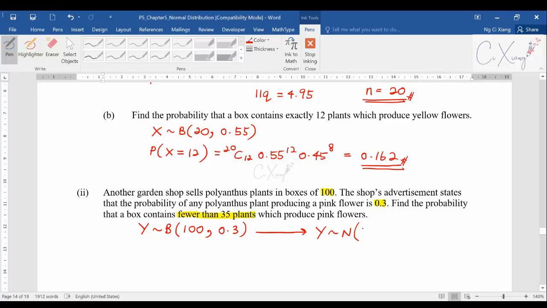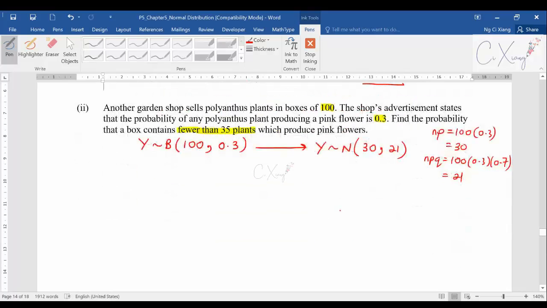So when you change it to normal, np is 30, npq is 21. So maybe you can write it beside. np is 100 times 0.3 equals 30. npq is 100 times 0.3 times 0.7, so you'll get 21. So you just write it inside the normal distribution. Then after you have changed it to normal already, you want to answer the question now.